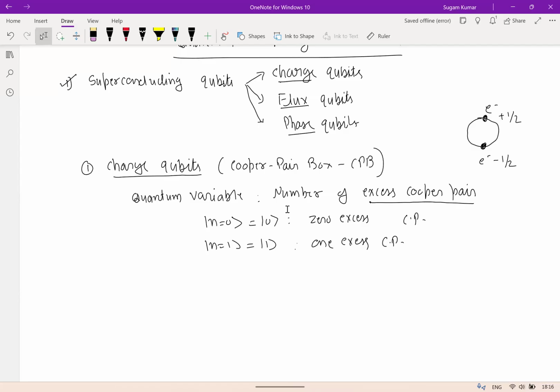Then there were problems in the charge qubits. Looking at the issues of the charge qubits, which I will discuss today, the issue is the charge noise. This device, based upon the charge qubits, is very sensitive to any extra Cooper pairs. That limitation has been removed up to a certain extent by another variant of a charge qubit that is called a transmon.